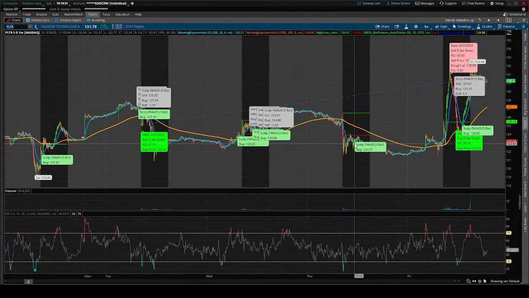We did get another good scalp here. We bought in at $123.37. We sold at $127.07. Wound up making $3.70 off that.